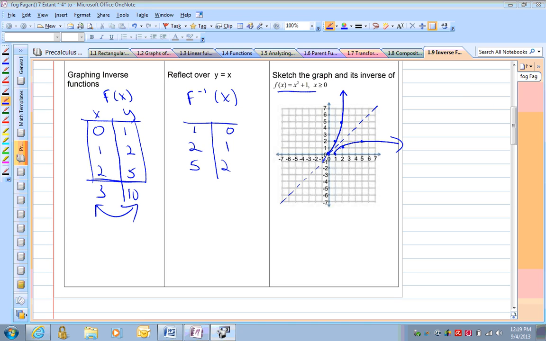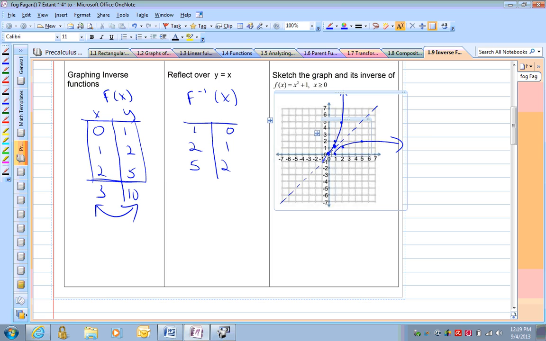Oh, I noticed something here that looked kind of funny. That's because this first point wasn't at 0, 0. It was at 1, 0. So my first point on the original graph should have been at 1, 0. I don't know if I can erase that without erasing a lot of things, so I don't think I'm going to try. But you understand the point. And you understand it looks like it's reflected over that x equals y line.